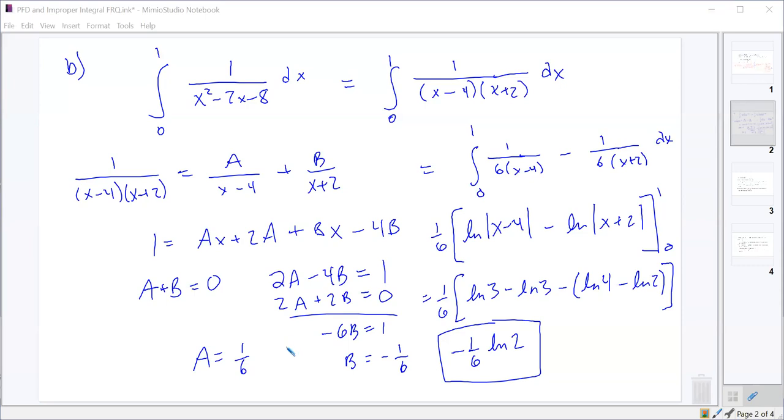And you got 1 point for doing the partial fraction decomposition correctly, 1 point for getting the correct antiderivative, and 1 point for the correct final answer there.